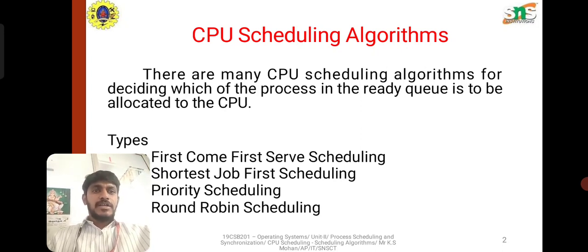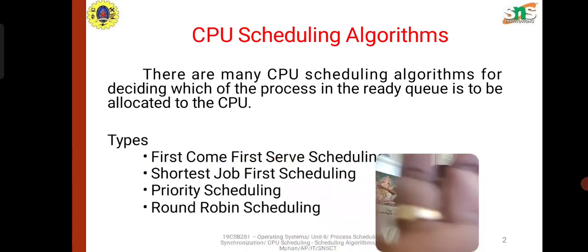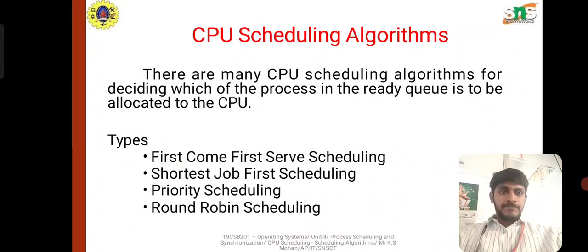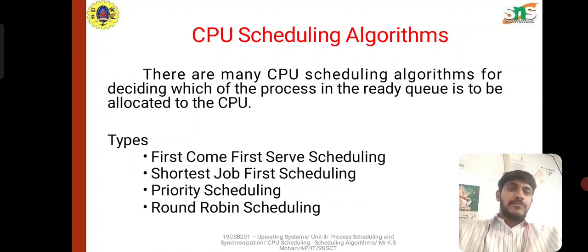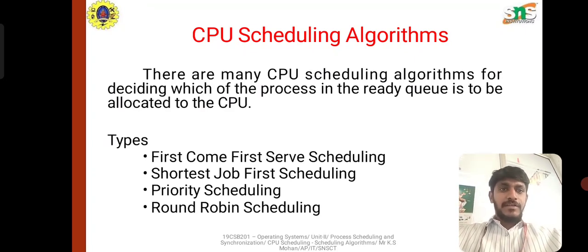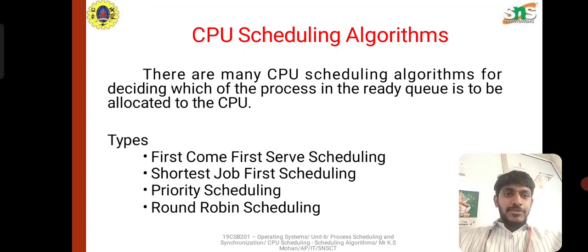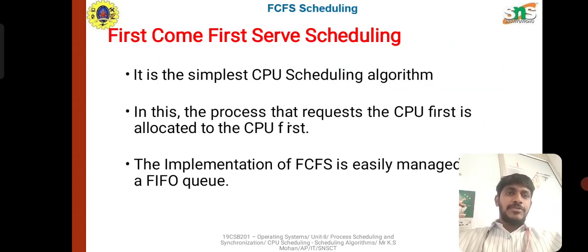There are many CPU scheduling algorithms for deciding which of the processes in the ready queue is to be allocated to the CPU. There are different types of CPU algorithms here. First come first serve is FCFS. First come first serve scheduling is an important CPU scheduling algorithm. Shortest job first scheduling, SJF, is the second kind of CPU scheduling algorithm. Then priority scheduling is the third kind. Then round robin scheduling is the fourth kind. So these are the four types of CPU scheduling algorithms we have.